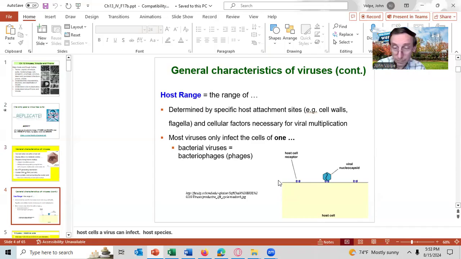HIV can infect. It cannot infect your skin cells, for example, or your bone cells, and it does not infect, I don't know, like a dog cell. Any question about any of that?